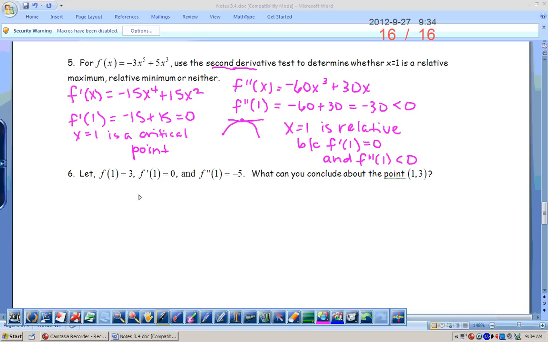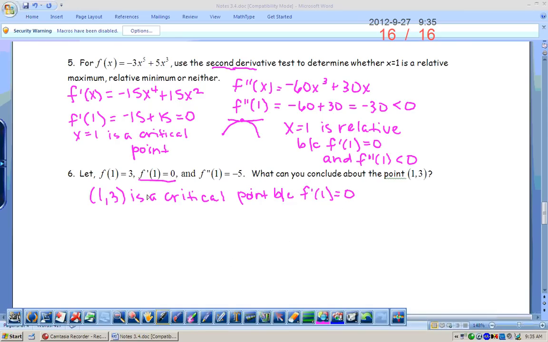All right, number 6. f of 1 equals 3, f prime of 1 equals 0, and f double prime of 1 equals negative 5. What can you conclude about the point (1, 3)? The first thing that jumps out at me is that f prime of 1 equals 0. So that means that x equal 1 is a critical point. So (1, 3) is a critical point because f prime of 1 equals 0.